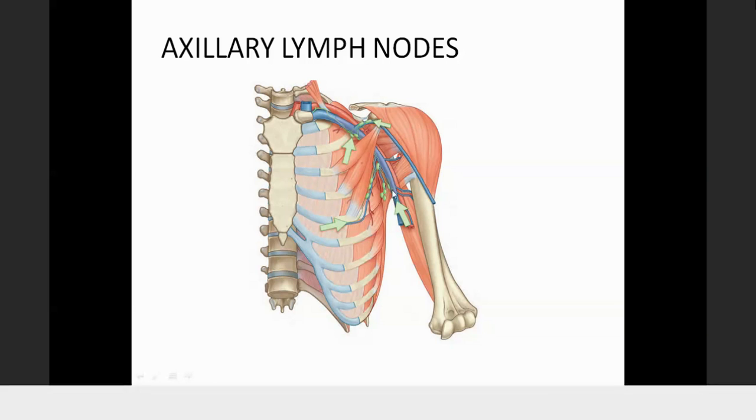And now see this group, this one node is visible. This group forms the lateral or humeral group, lying medial to the axillary vein. This is the axillary vein. Medial to it lie the lateral axillary nodes.